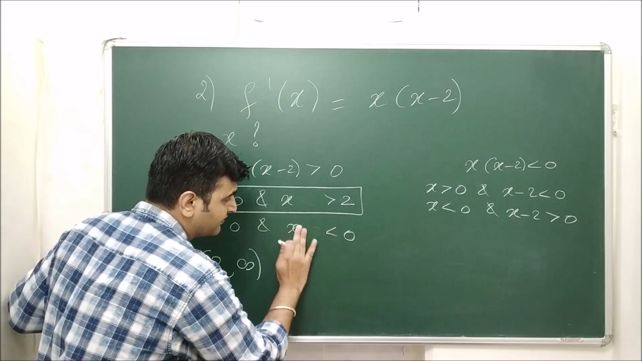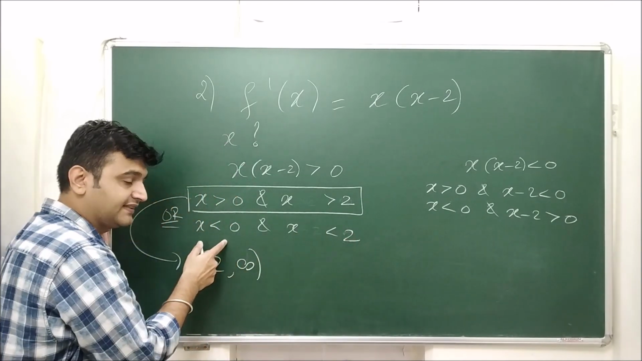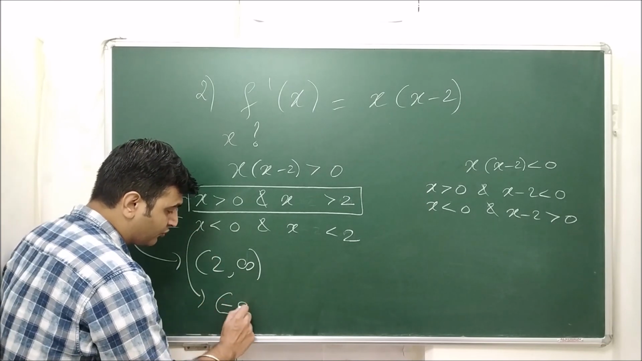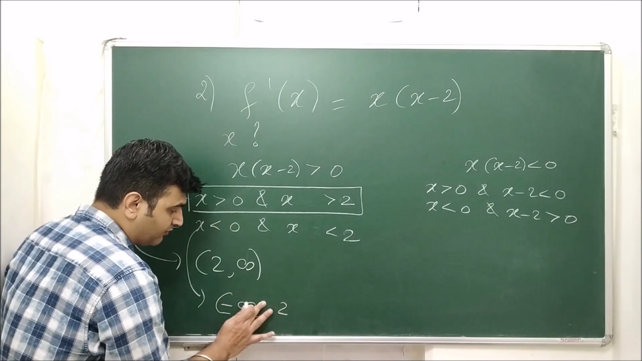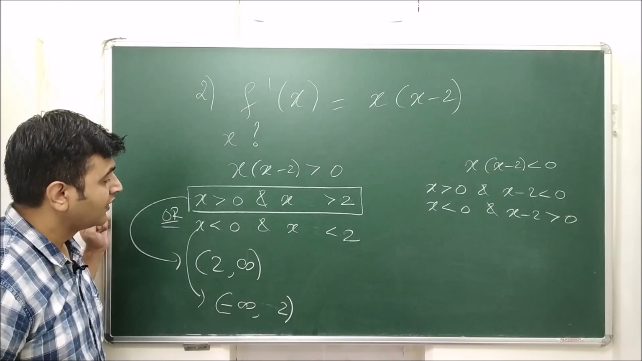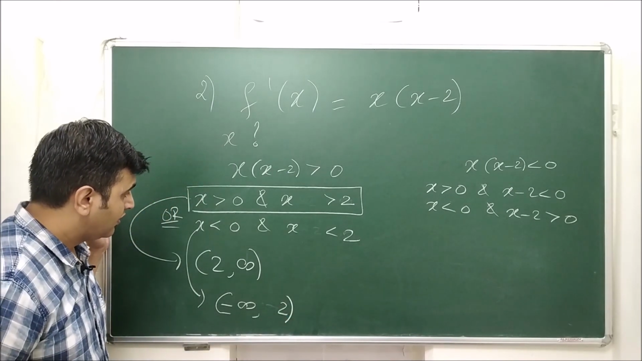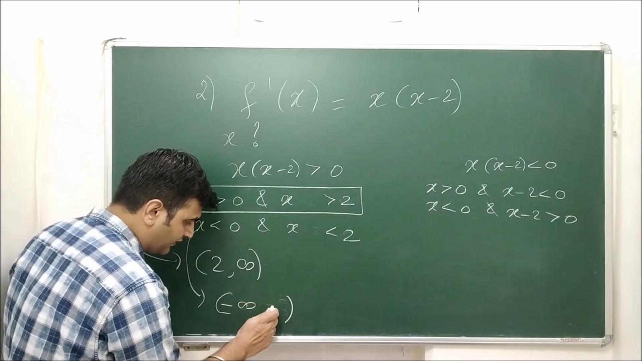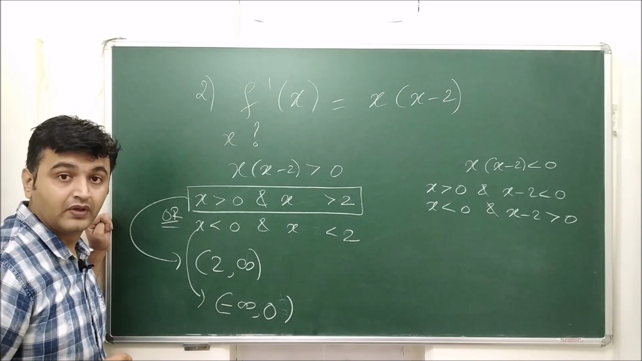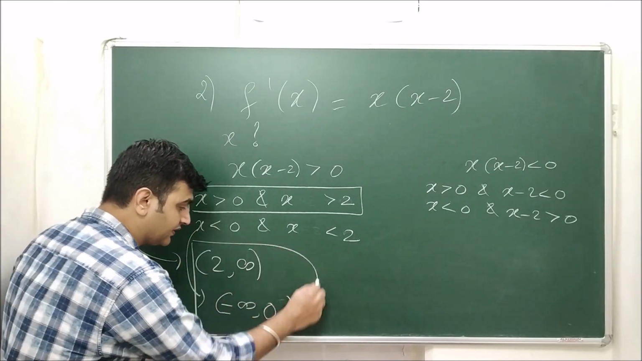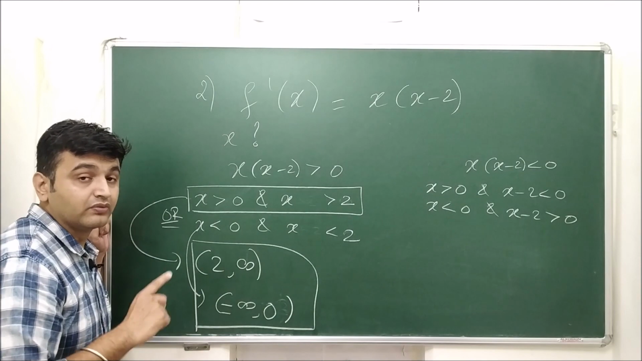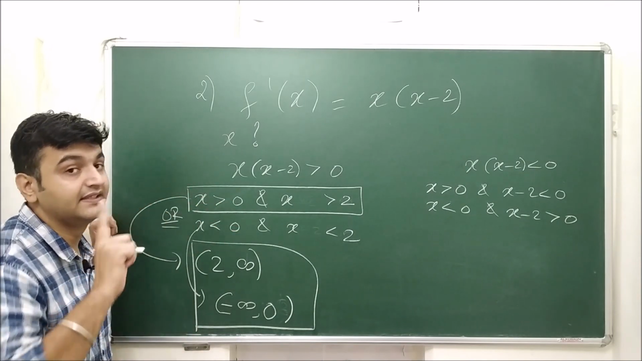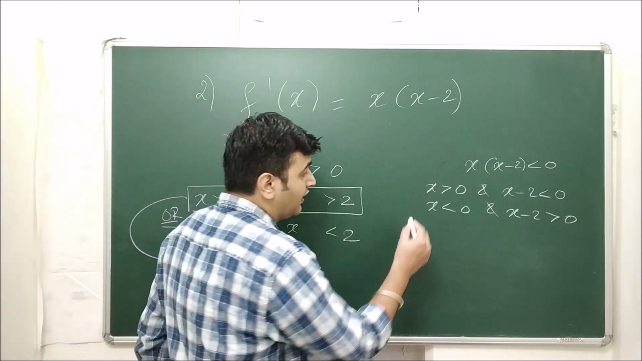What about this thing? x minus 2 less than 0 means x is less than 2. So x is less than 0 and x is less than 2. So this will tell me that x should be in the interval minus infinity comma 2. I hope I am doing this correctly. Yeah, sorry, it should be less than 0 and less than 2, so this should be minus infinity to 0. Whenever x is in this interval, the derivative is always positive. That means your function is increasing, not the derivative, okay?